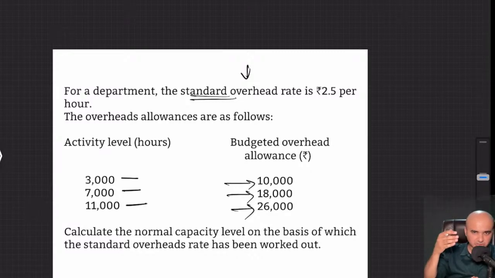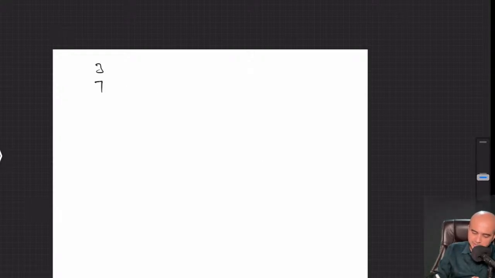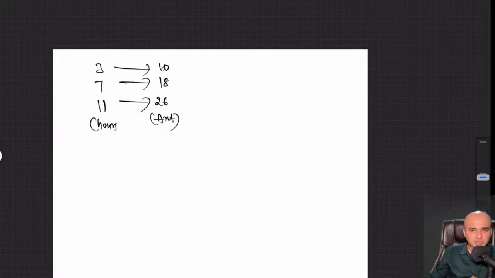One is 3,000, 7,000, 11,000. Just remember that. Then the budgeted allowance is also given. Just let me write it there itself so that I won't forget. 3, 7, 11. Okay. So then 10, 18, 26. These are the hours, and this is the amount which they will spend if they produce at that level. Now, variable cost per hour is not given.